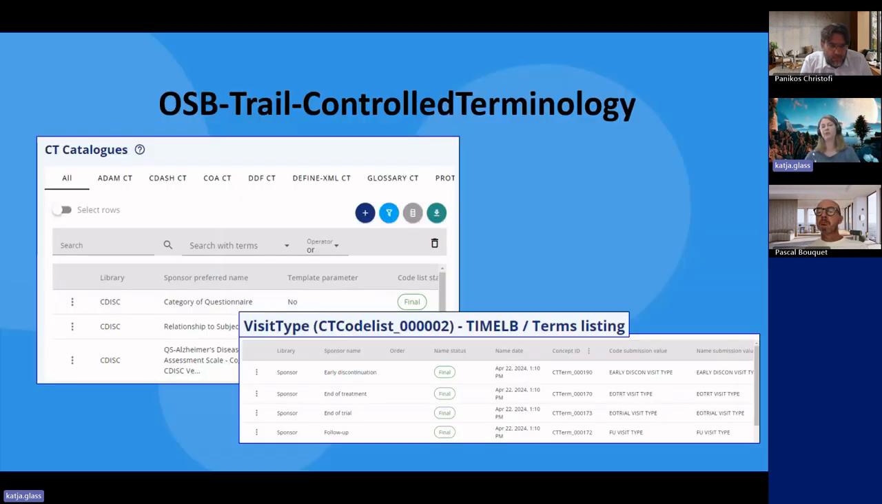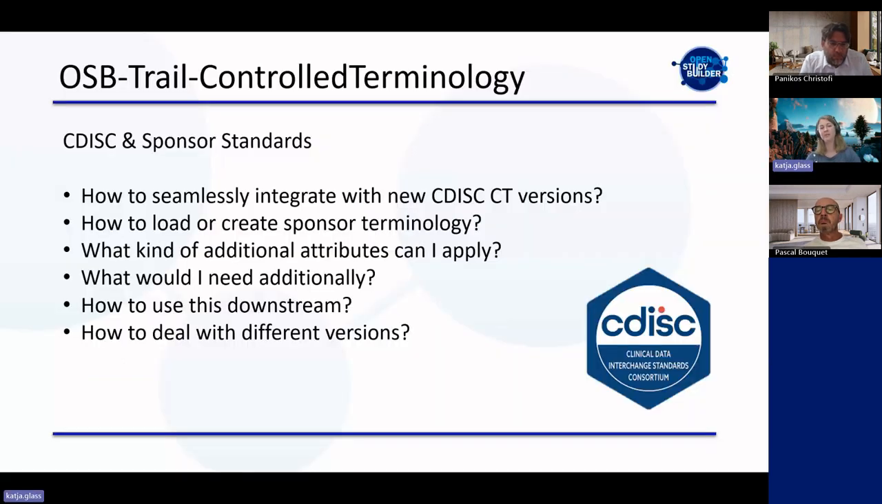It's a trail about the controlled terminology. So, for example, we do have CDISC controlled terminology like the ADaM catalog or also the SDTM catalog, where we have the different terms. But there's also sponsor-specific code lists, which can be managed within the OpenStudyBuilder. And this is where we are going to focus on. So it's really about the CDISC and the sponsor standards.